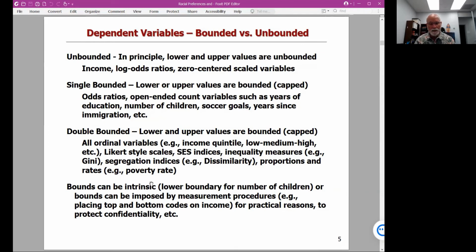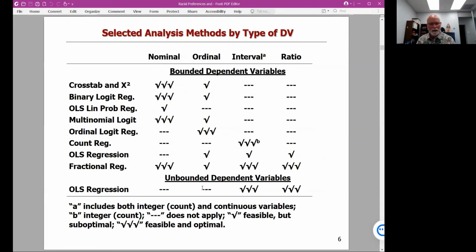Bounded variables, as we'll see, cause problems for OLS regression, and it makes one of our major tools for performing analysis problematic. So I've prepared a little chart. 3 checks means good, 1 check means maybe okay if you're lucky. A dash means the combination is not appropriate. And what we see here is that if you have a nominal variable, you can analyze it a variety of ways with cross-tabulation and chi-square analysis. Maybe if it's a binary variable, just 2 nominal categories, you could do binary logit regression.